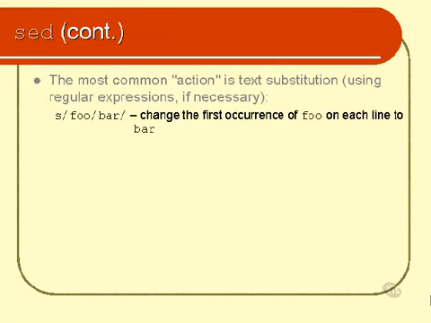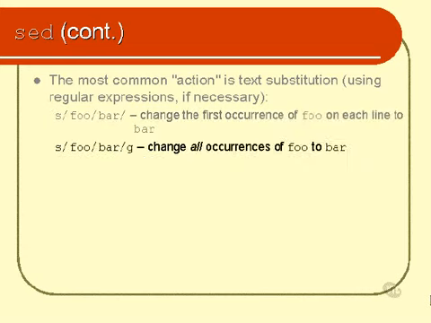So that's a simple text substitution, s for substitute, and if you put a g after the end of the second slash there, then it will actually change all the occurrences on each line from foo to bar, otherwise it will only change the first one.